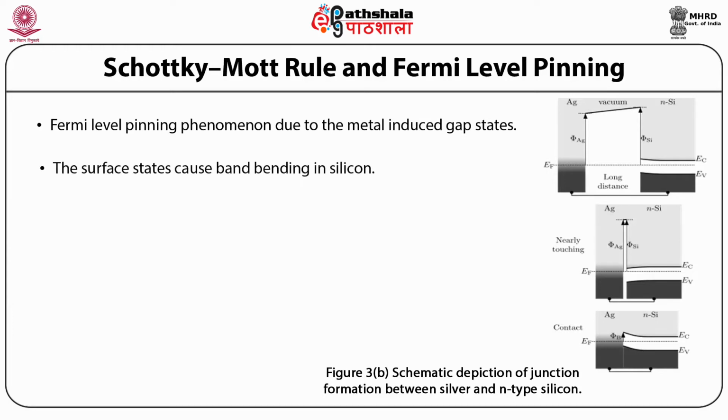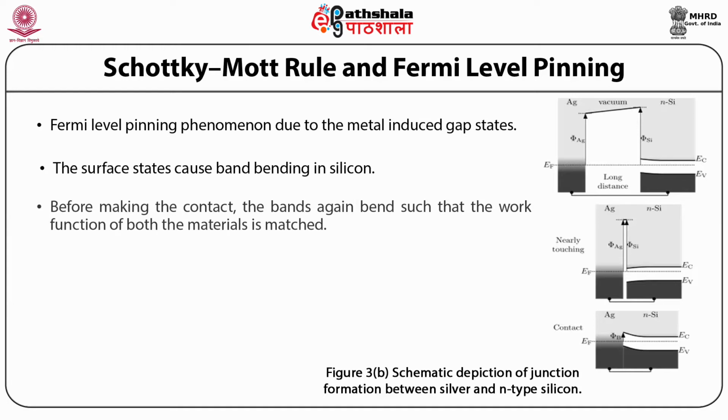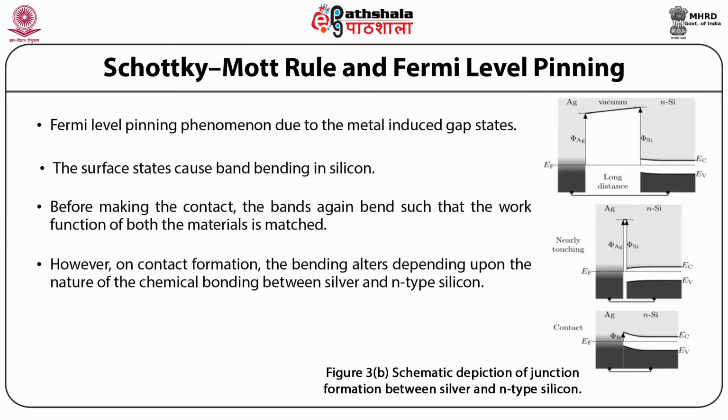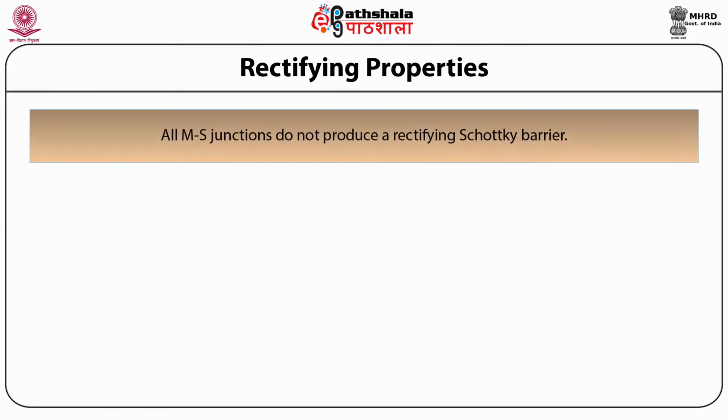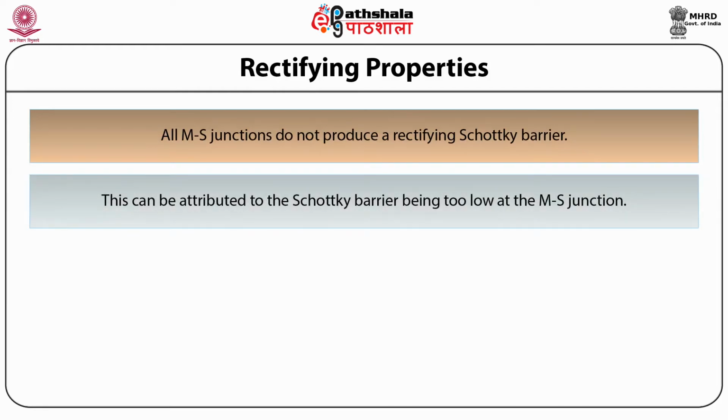The surface states cause band bending in silicon, therefore, making the contact, the bands again bend such that the work function of both the materials is matched. However, on contact formation, the bending alters depending upon the nature of the chemical bond between the silver and n-type silicon. Rectifying properties. All MS junctions do not produce a rectifying Schottky barrier, as an MS junction can conduct current in both directions with equal ease, thereby forming an ohmic contact. This can be attributed to the Schottky barrier being too low at the MS junction.